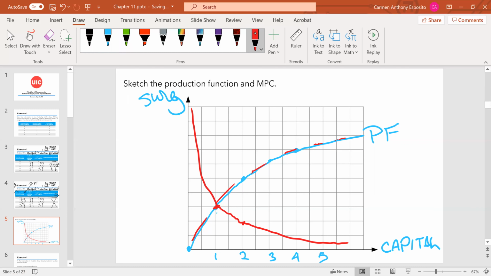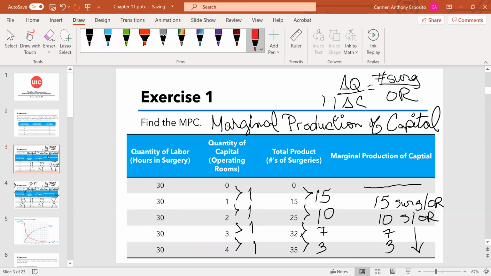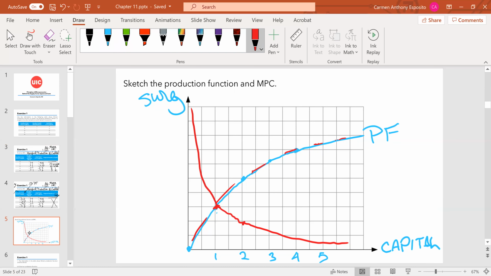If you're not sure how I got this curve, another thing you can do is just look at these numbers here. And the red's going to represent our MPC. If you're taking another econ class, you might be used to this being called the MPK. So in economics, we often use K for capital instead of C because we like to use C for cost or consumption. So in case you're used to seeing it one way, just to clarify what's happening.